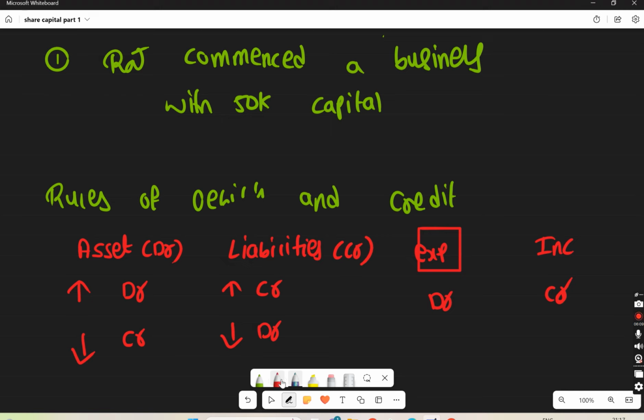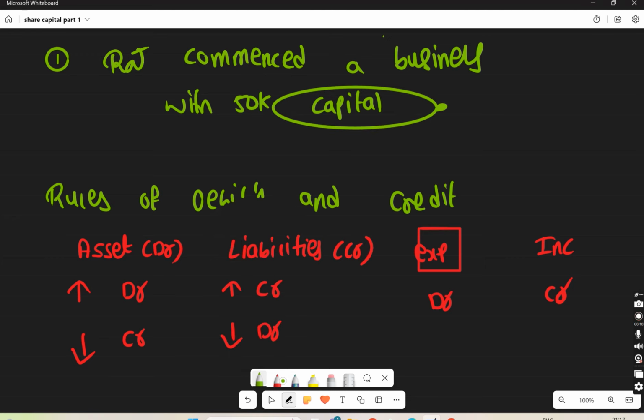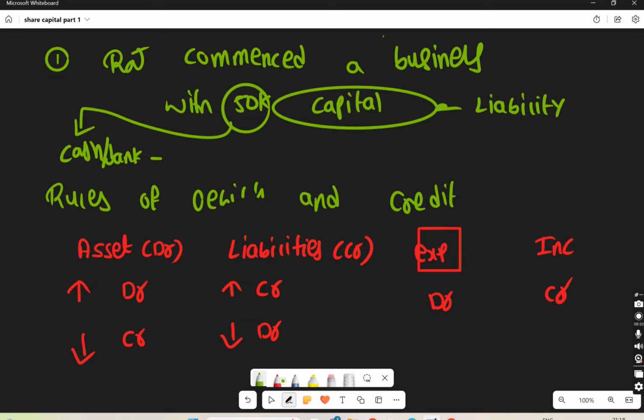I'm sure most of the people might have already known this. Now, capital, like one of our students said, is a liability because of the separate legal entity concept. Owner is separate and business is separate, so we consider this a liability. And it commenced with 50,000, let's say cash or bank. Both cash and bank are assets. Now the asset is increasing because the business is getting cash, so debit it.